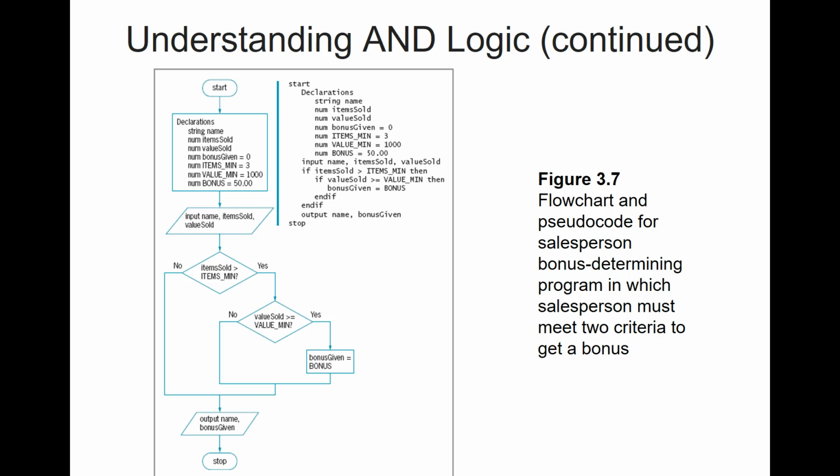Is the value sold greater than or equal to the value of minimum? So in other words, they have to sell 3 items, and the value of those items has to be greater than $1,000. If that's the case, so if they sold more than 3 items, so maybe they sold 4 items, it moves into this question. The value sold greater than value minimum, they sold $1,500. Yes, and then it says bonus given equals bonus. So in other words, it adds in a bonus at that statement.